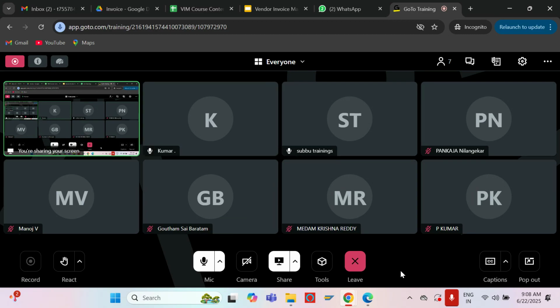So today we are going to start with the demo session for vendor invoice management and try to learn what we are going to cover in these sessions.